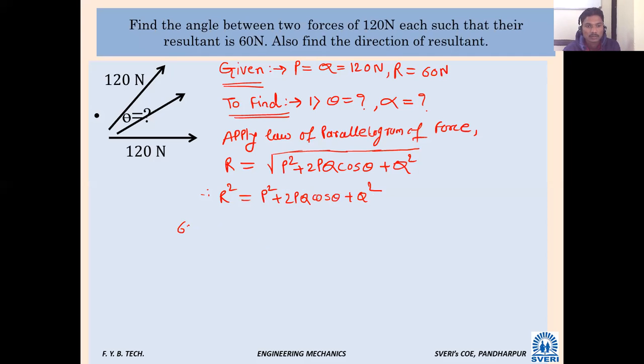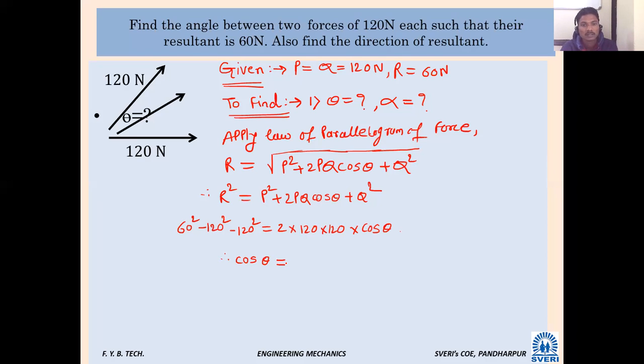R is 60 Newton. 60 square minus this P square, which comes to this side, so 120 square, equals 2 into 120 into 120 into cos theta. Now tell me, what is the value of cos theta? Simplify it very carefully. Let me know your calculation.